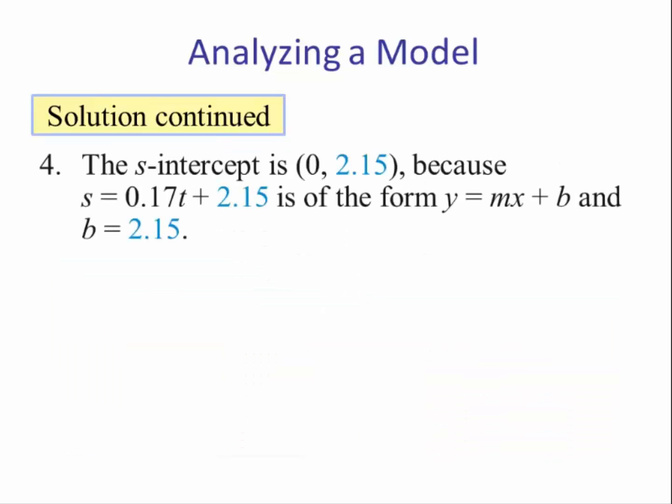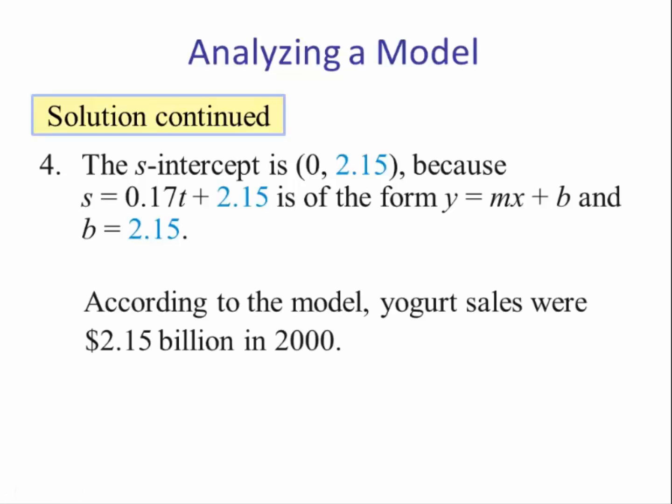Number 4, the S-intercept is 2.15, and this is because it is the constant b in our y equals mx plus b form. What does this mean in terms of this situation? According to the model, yogurt sales were 2.15 billion in the year 2000.